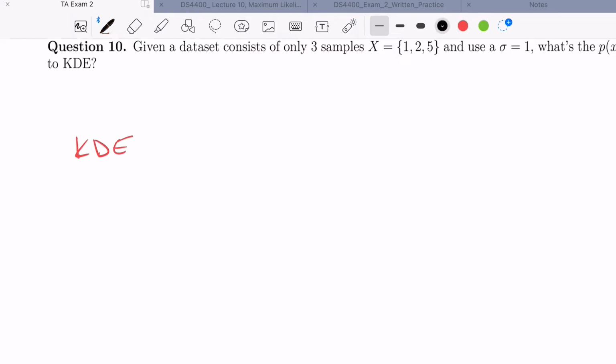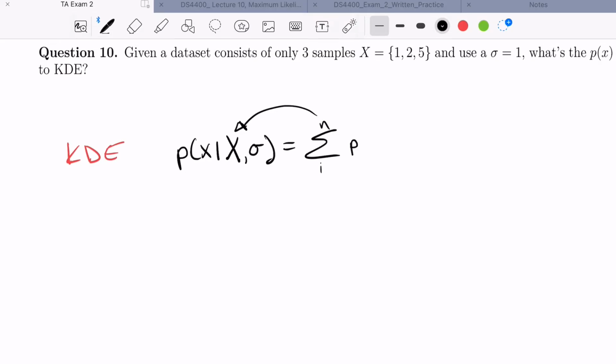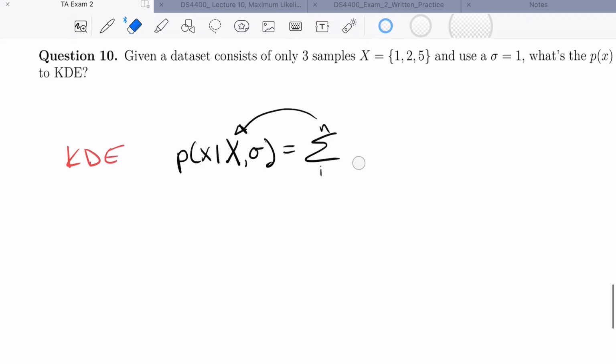So let's just say p of x given, this is going to be a little confusing, but big X, comma, sigma is equal to the sum from i to n, where n is the number of samples in big X, of the probability pi. This is like the ith Gaussian. This is a little confusing because of two p's, but maybe I'll call this g.